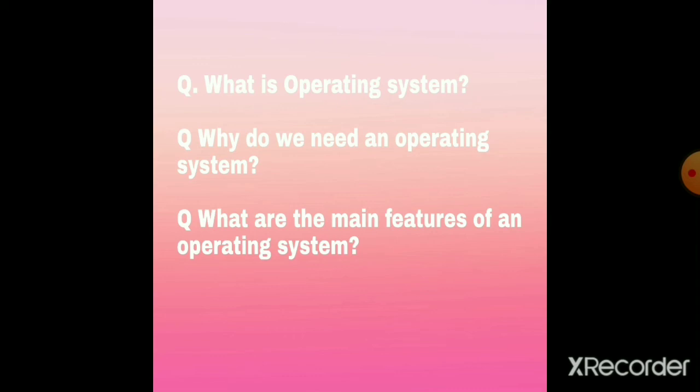Third, what are the main features of an operating system? The operating system can work on diverse hardware platforms. It provides a user interface. It supports a variety of connectivity. The operating system provides an administrative user. It helps to boot the computer.